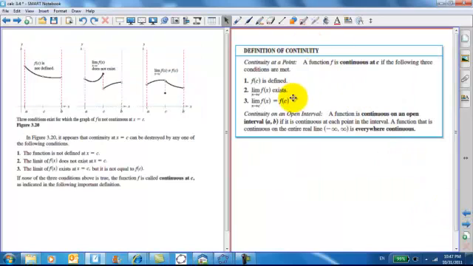And here's our definition of continuity. The function's got to be defined. The limit, as x approaches c, has to exist. That means the directional limits agree. We'll talk about directional limits in a second. And this limit must equal the value of the function. Okay?